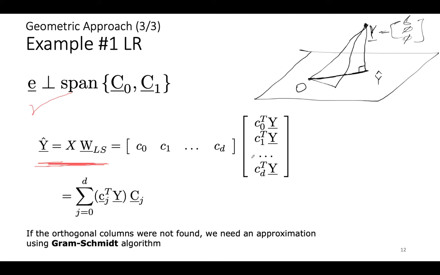I mentioned, what if that wasn't the case? If the orthogonal columns were not found, we need another approximation, for which we use the Gram-Schmidt algorithm, and it basically uses Euclidean distance, but it's outside the scope of our course.